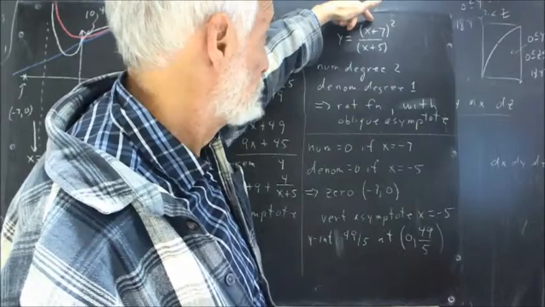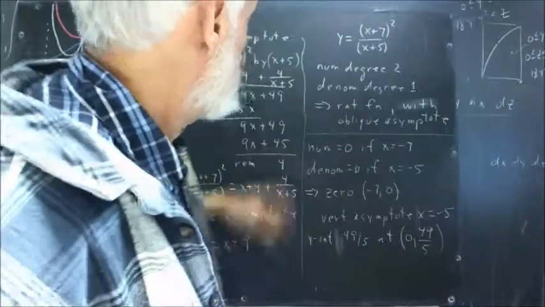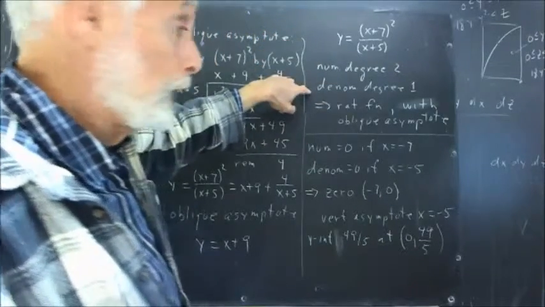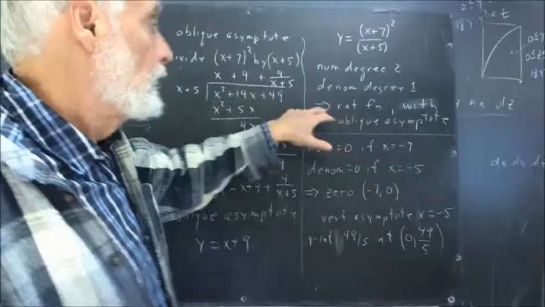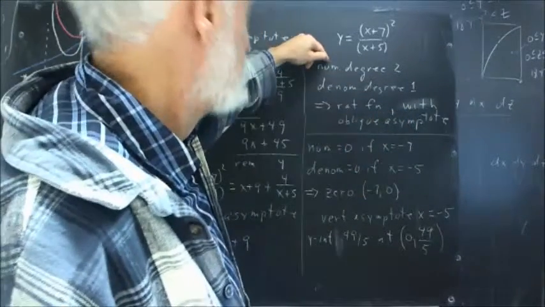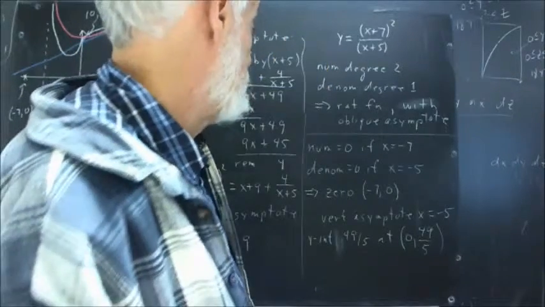Rational function y equals (x plus 7) squared over x plus 5, the reciprocal of the function we did before. The numerator now has degree 2, the denominator has degree 1. This is a rational function, and it has an oblique asymptote since the degree of the numerator is 1 greater than that of the denominator.